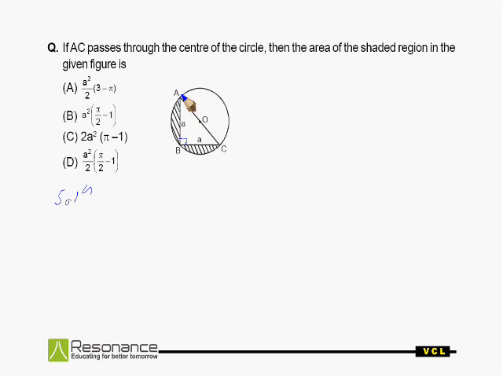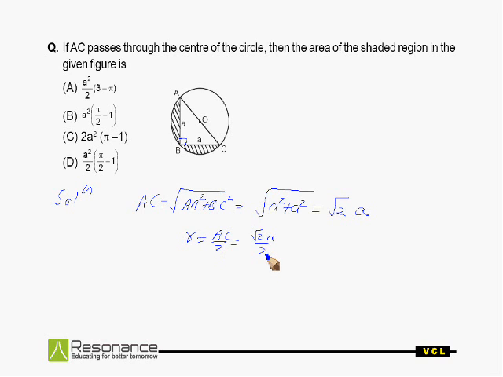Now by applying the Pythagoras theorem in triangle ABC, we get AC equals the square root of AB square plus BC square, which is the square root of a square plus a square, that is 2a square. The square root of 2a square comes to be root 2 a. As we know that AC is the diameter, the radius of the circle is half the diameter, that is root 2 a divided by 2.